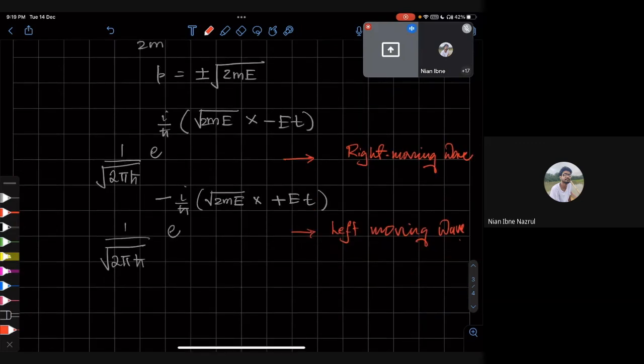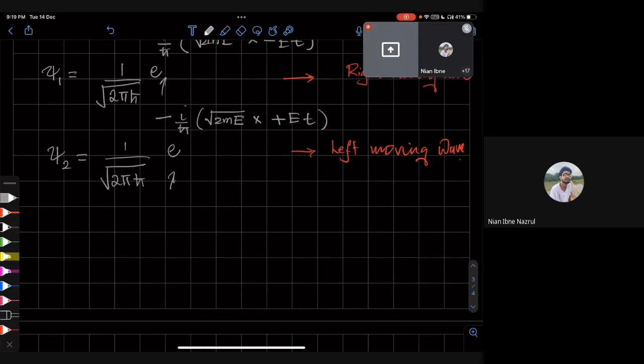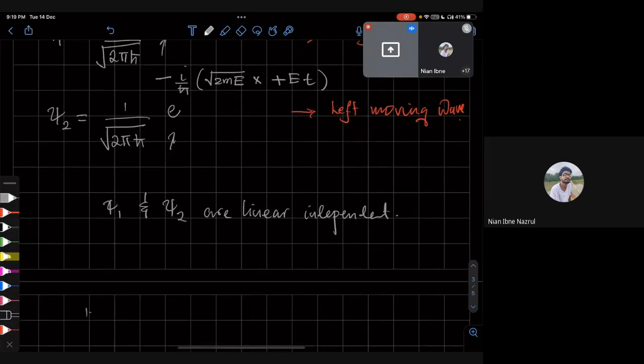So let's call this psi1, and let's call this solution psi2. So these are linearly independent solutions, right? Because this function and this function are not multiples of each other. So psi1 and psi2 are linearly independent. Okay, let's call it observation one.